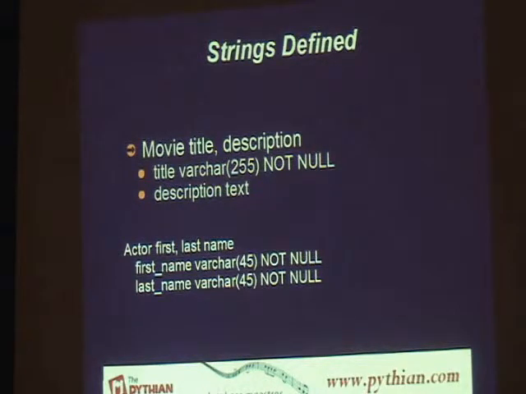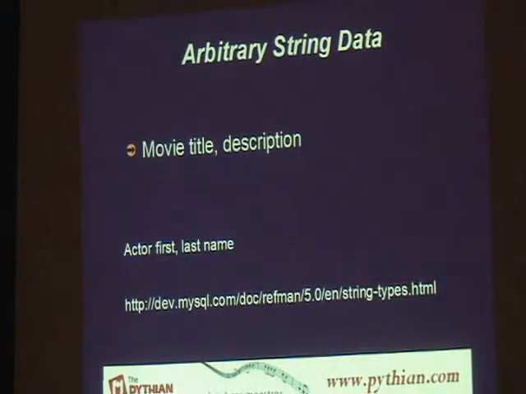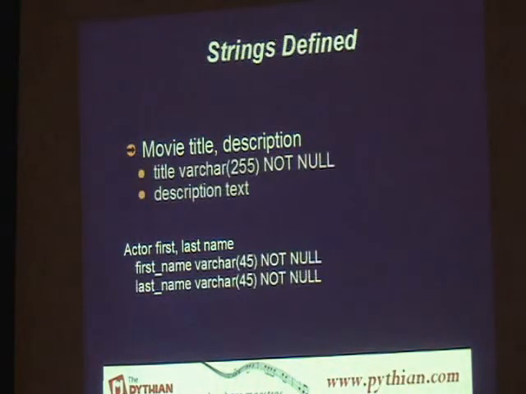So I'm going to define some strings: the movie title and the description. The description I'm going to make text because a plot synopsis might be more than 255 characters. The title probably won't be more than 255 characters. It's really hard to get more than 255 characters on the side of that box. You might have a subtitle that's longer. 255 characters is a lot of text for a title, not a lot of text for a description.